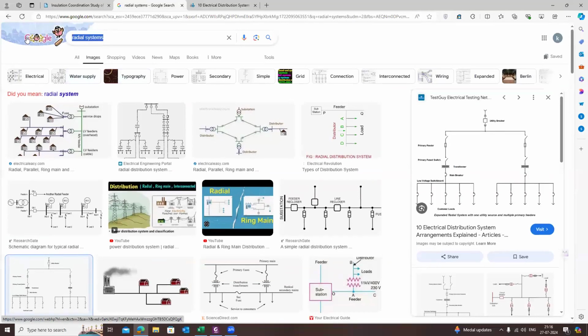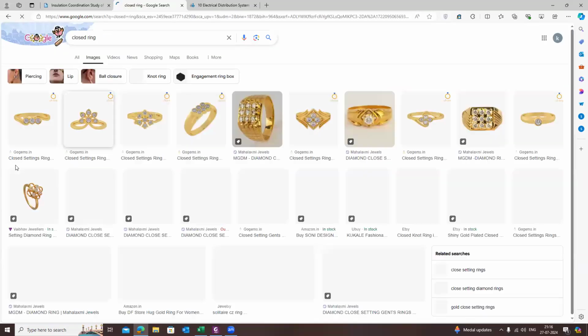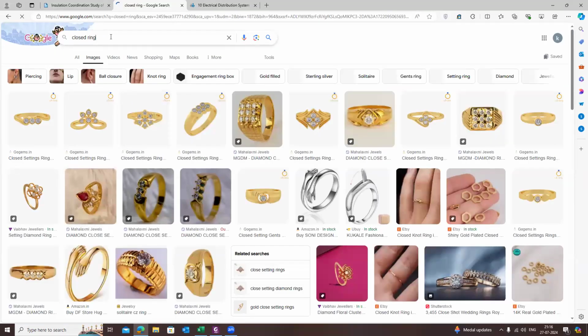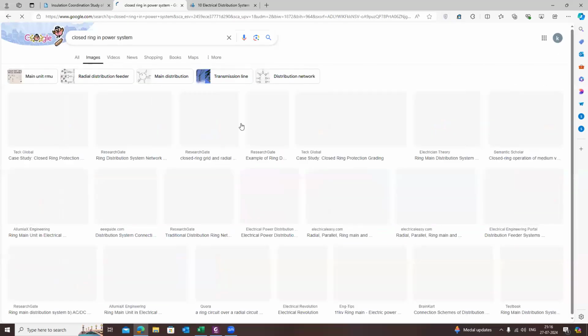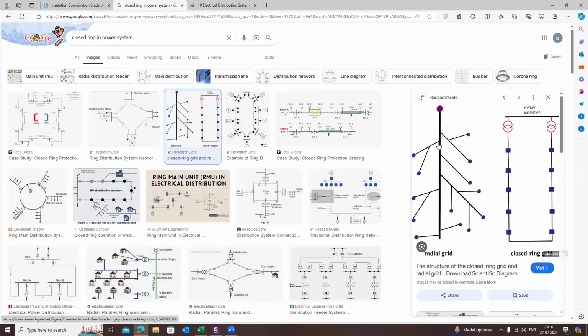The closed rings. Yes, it is something like this, but let me search. Yes, this we can say is the radial network, right? This is the radial network, whereas this is a closed ring. So this is the closed ring.